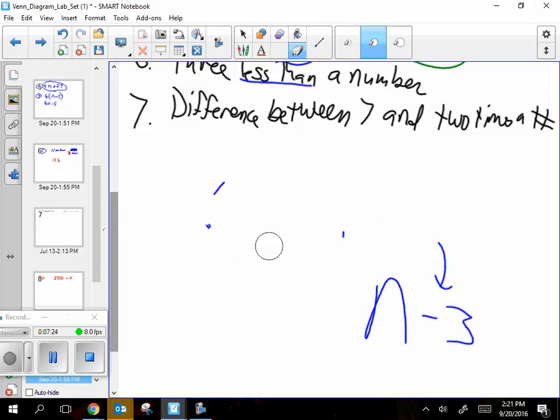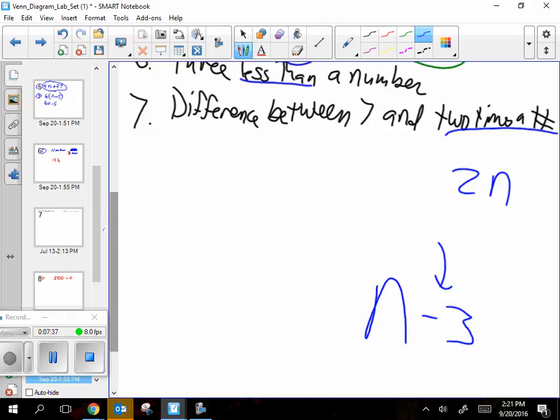All right, number 7. Difference between 7 and 2 times a number. Did anybody notice that 2 times a number is 2n? All right. Then difference, did anybody know that that meant minus? Yeah. Good. So I need a minus somewhere, and 7 has to be in it somehow. And I guess this is a minus, so I can do it this way.